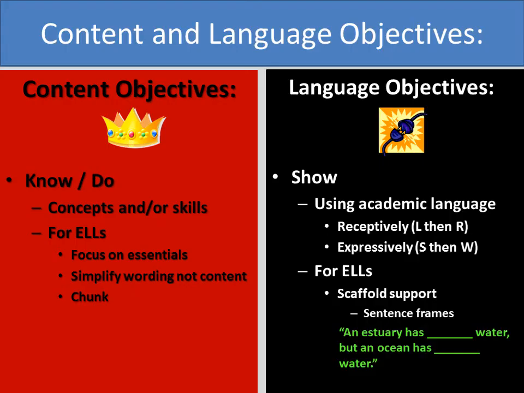Well, this page here is going to show us the difference between content and language objectives. A content objective would be asking a student to know or to do something, and these are often involving the concepts and or the skills that you see as the most important things you need to teach students so they can meet the standards of your class.